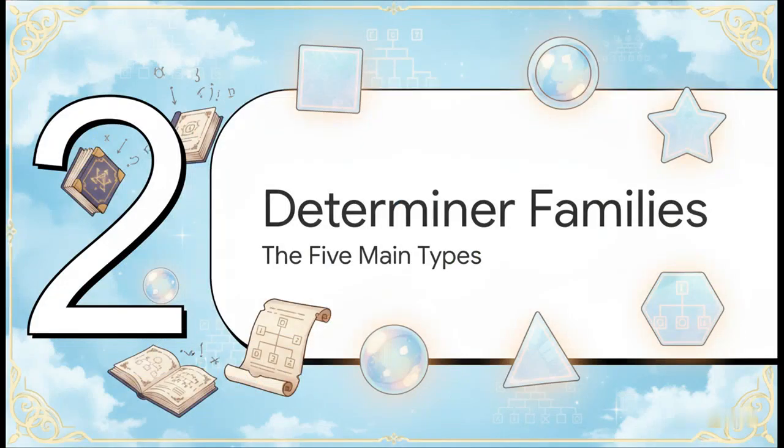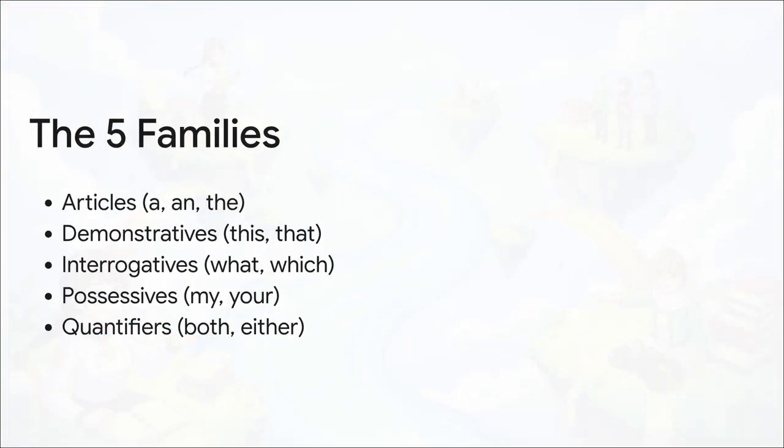Moving into section 2, the 5 determiner families. Now that we know why we need them, let's open up the toolkit itself. Determiners aren't just articles like a and the. We actually have 5 distinct families to organize.